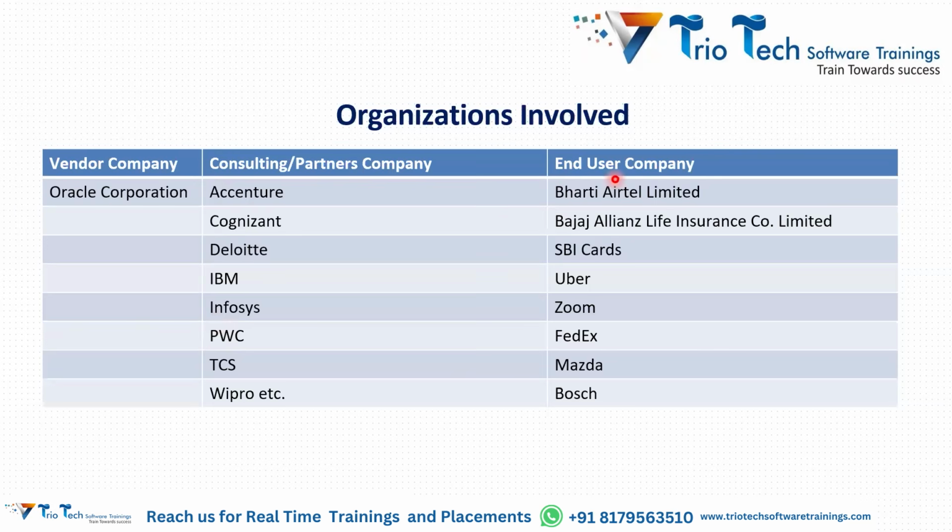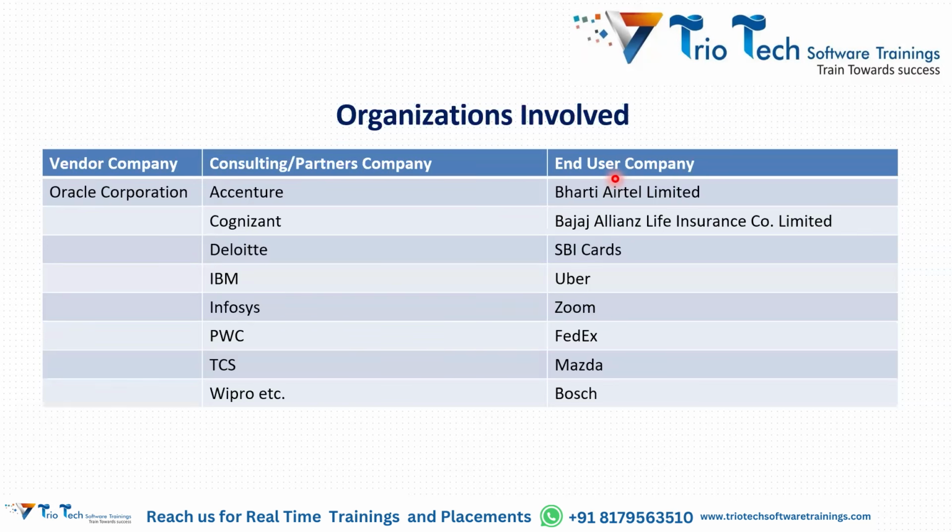Now, number three, who is an end user company? End user companies means the actual users, those companies who have taken a subscription for the ERP cloud product in order to manage their business-related processes, right? Some recognized examples of companies working on the Oracle ERP platform include Bharti Airtel Limited, Bajaj Alliance, then you have SBI Cards in India. Then you have some international brands: Uber, Zoom, FedEx, right, Mazda, Bosch, right?